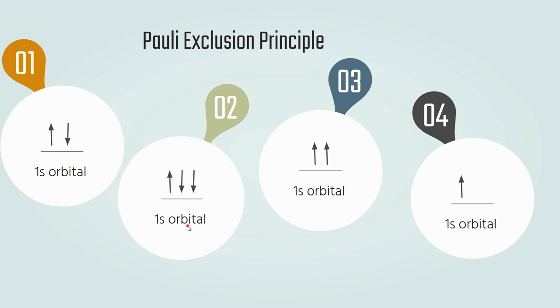A couple examples of the Pauli exclusion principle. This first example, where we have one electron spinning in one direction and the other electron spinning in the other, that's good.